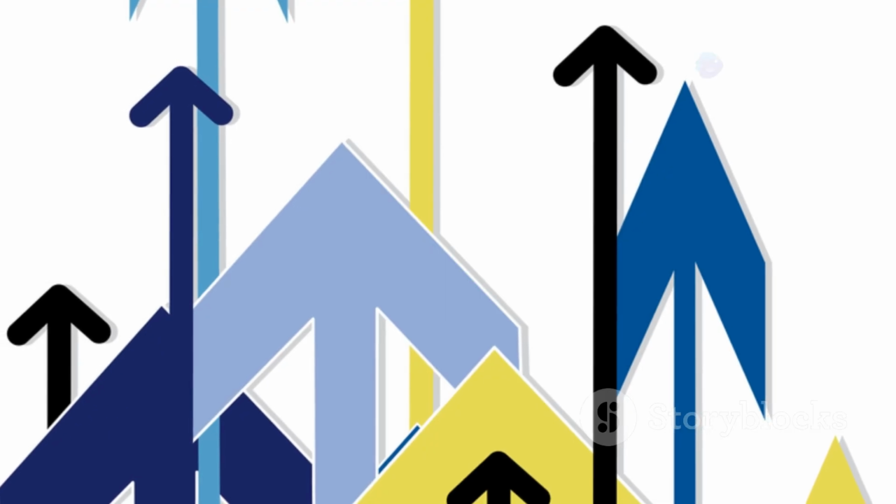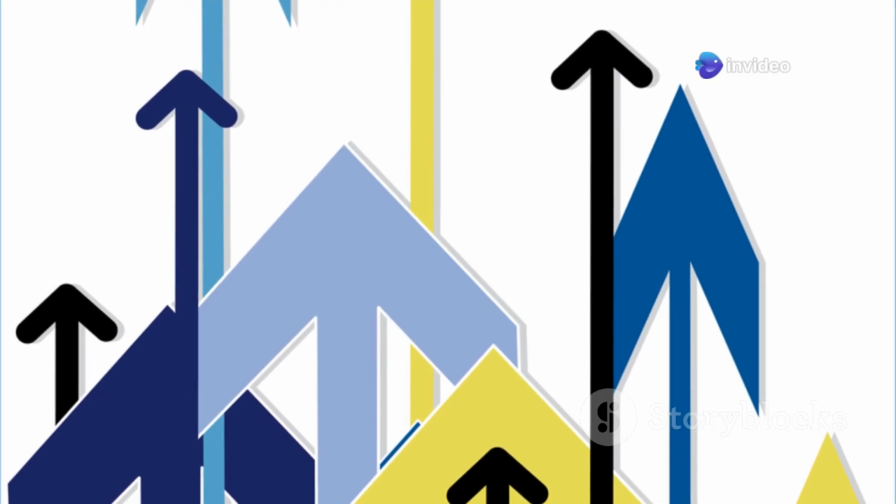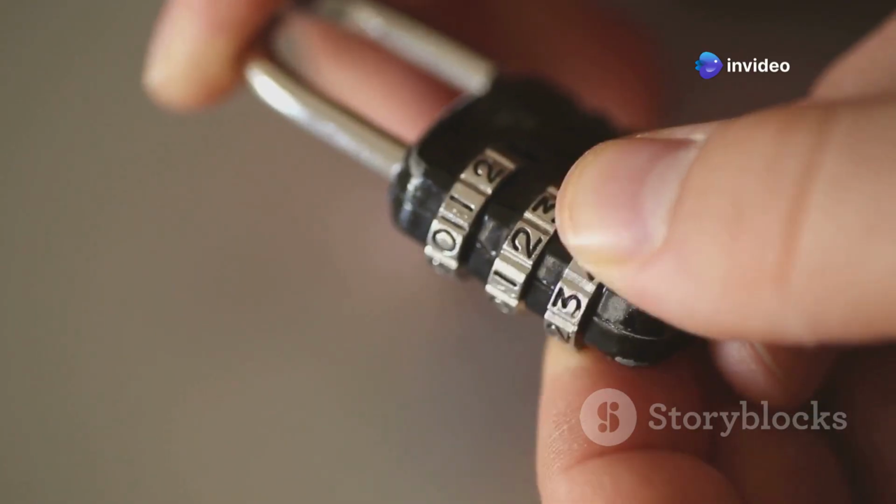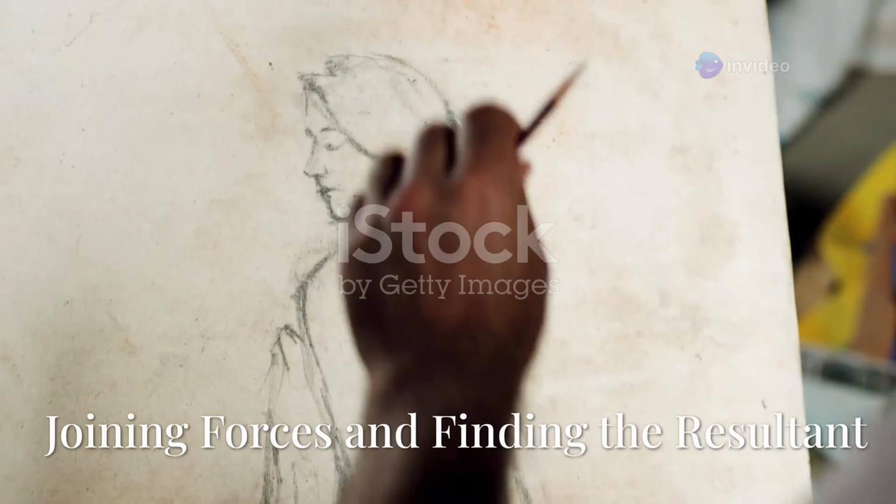We can represent vectors graphically. We use arrows. The arrow's length represents magnitude. The arrowhead indicates direction. Understanding magnitude and direction is key. It allows us to unlock the secrets of vectors.